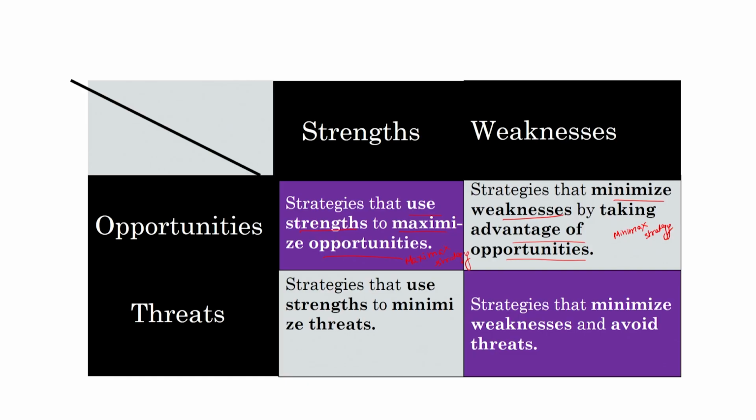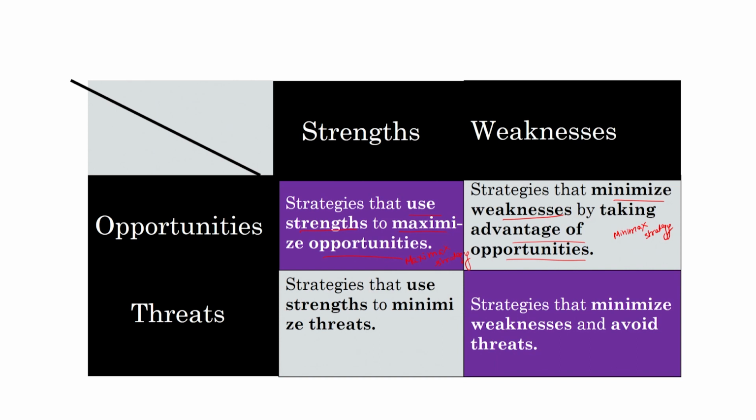We will try to acquire it from outside. We will try to outsource it. We will try to enter into mergers or acquisitions with the company which is using that particular technology. We will try to convert our weakness into strength by removing our weakness by acquiring that technology so that we can capitalize on the opportunity which is available in the outside world. That is what is known as mini-max strategy.